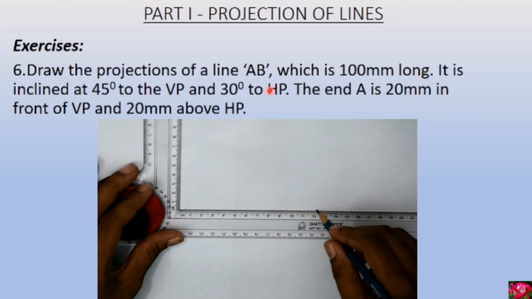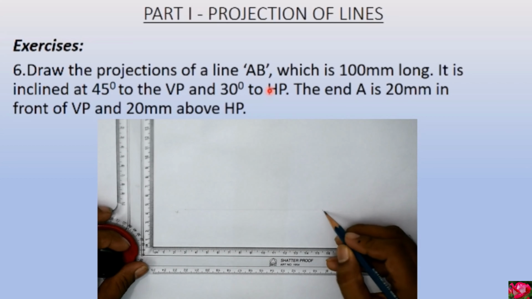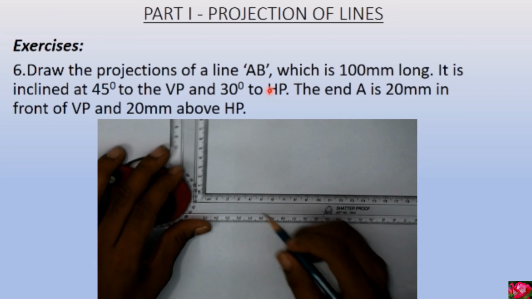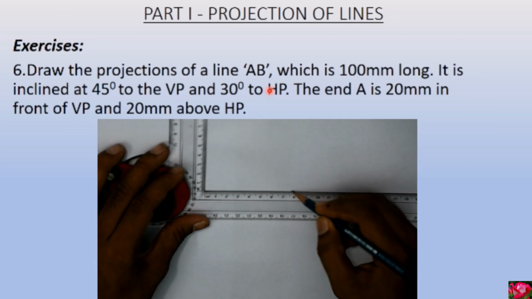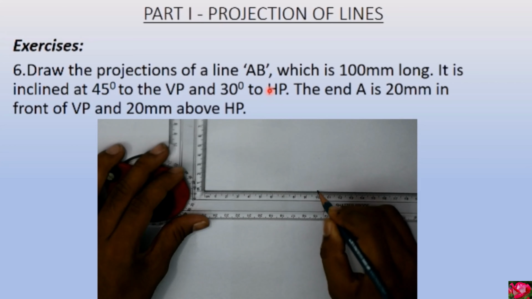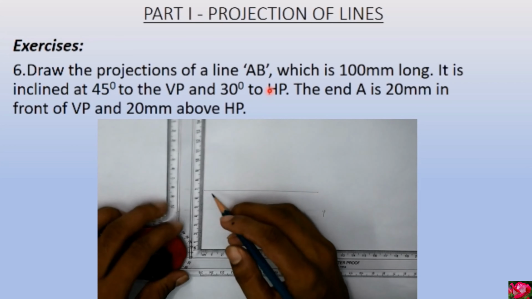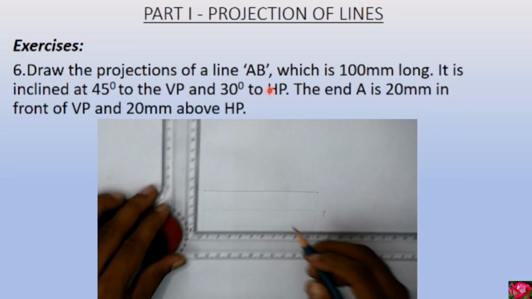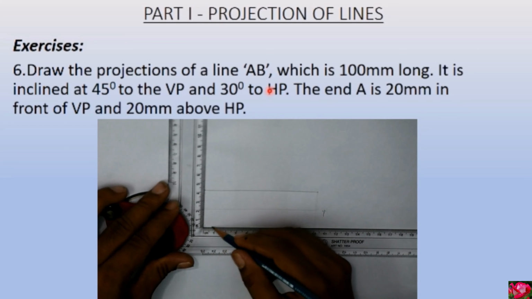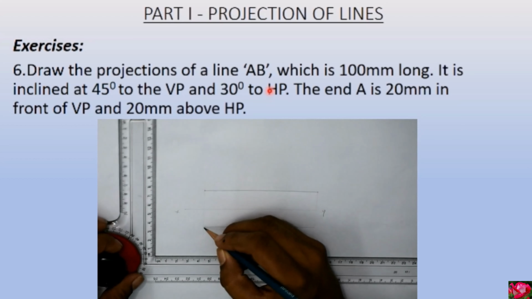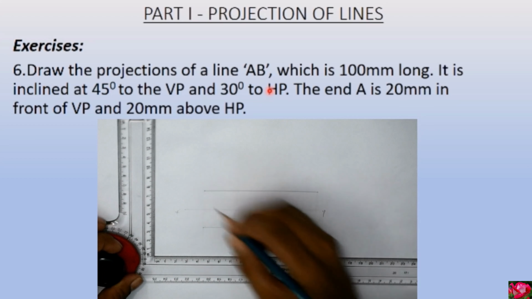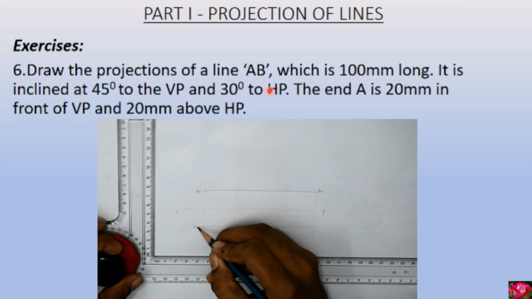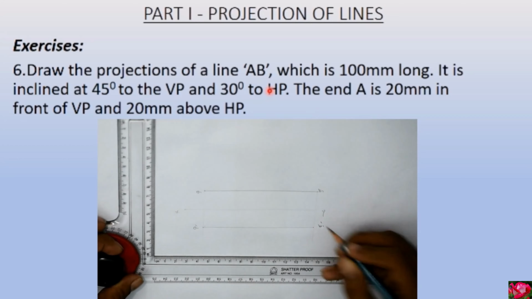So I'll start with the XY line first here, as you can see, and I'm first assuming that it is parallel to both the planes. So this is a 100 mm line, and these are the projections. Again 20 mm in front of VP. So let's say this is A1, B1, and this is A1 dash and B1 dash.